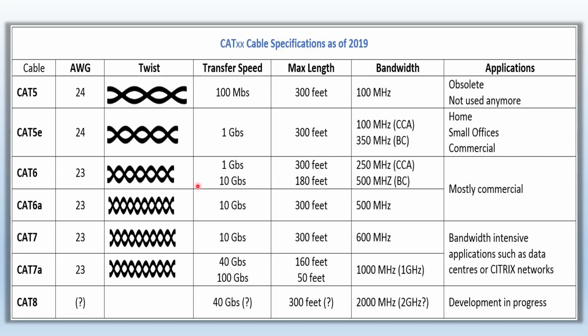But look here, Cat6 can carry 10 gigabits per second, but only up to 180 feet.